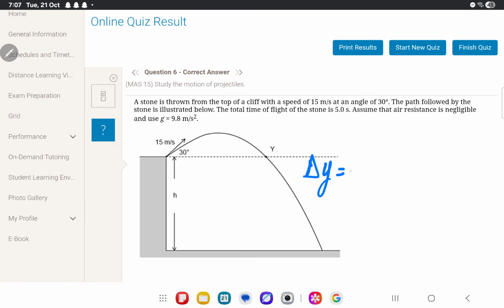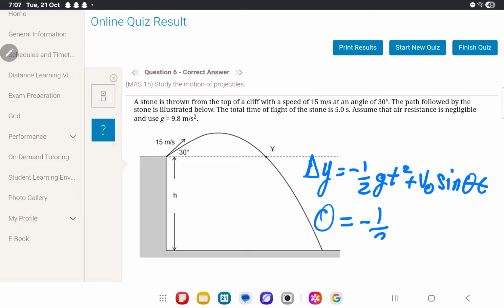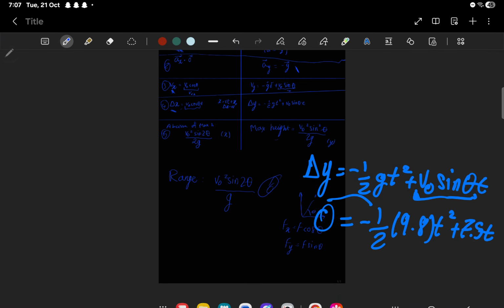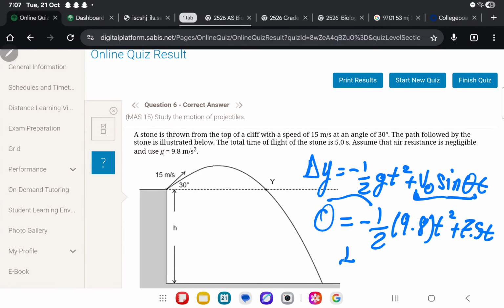Right? So what we're gonna do, remember the formula is what? Delta Y equals negative half g t squared plus V0 sine theta t. Now, delta Y is equal to 0. Negative half g t squared, this is 9.8. So negative half 9.8 t squared plus V0 sine theta, we just found it, it's the vertical component, 7.5 t. Now you can take this to the other side, so it's gonna give you half 9.8 t squared is equal to 7.5 t.